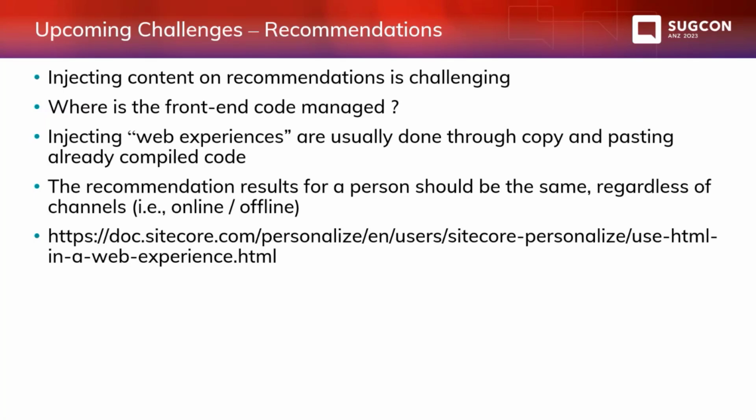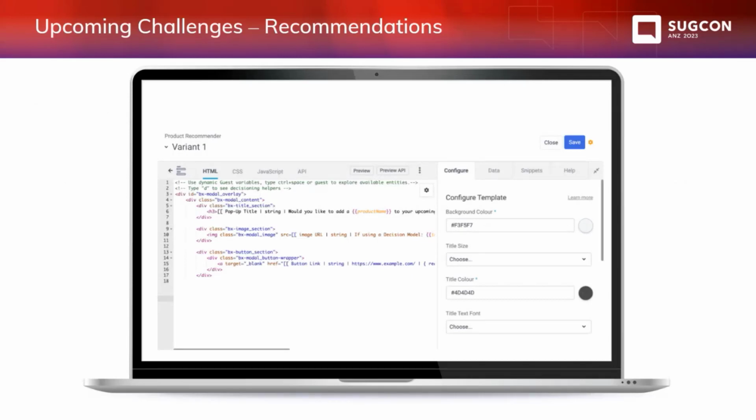One of the Sitecore personalized ways of doing this is using HTML in a web experience. So this is what it looks like. This screenshot was taken from Sitecore's documentation page. As you can see, you've got a bunch of divs in here. You've got some handlebars in here, and then you've got your templates, and you've got to play around with your colors, etc. So in my opinion, it can be quite cumbersome and quite difficult to manage, especially when you have to do the same thing in many different web applications.